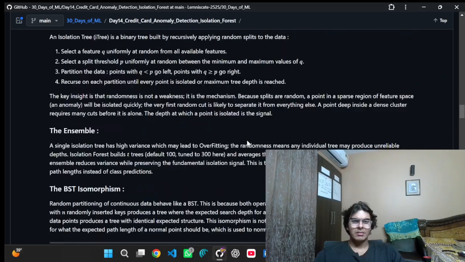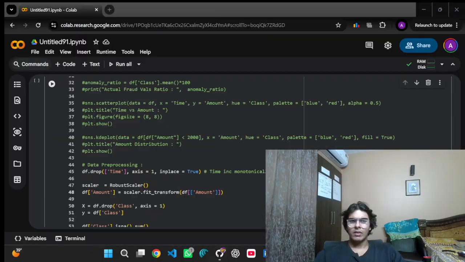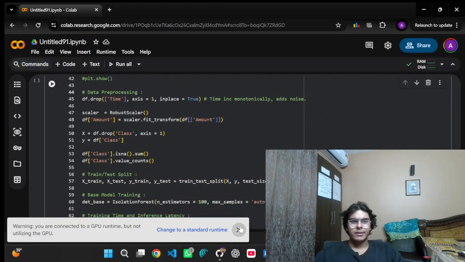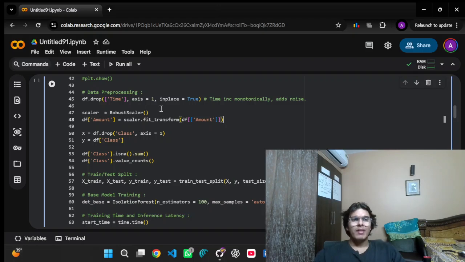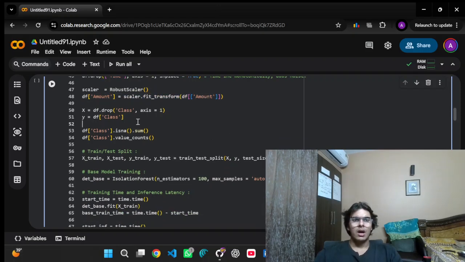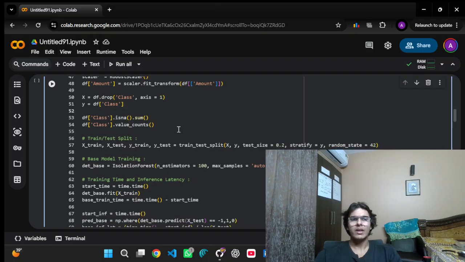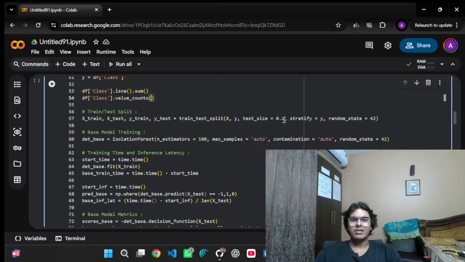Let me see if we missed something. Let's check out the code once more. So this is how we have transformed it. The scaler: the scaling was not done for the entire data set, it was only done for the amount because it was right skewed. This is the dependent variable and the independent variable. We needed to classify it so that we can solve it. This accounts for the missing values. Test size is 0.2, which means an 80-20 split, typical.